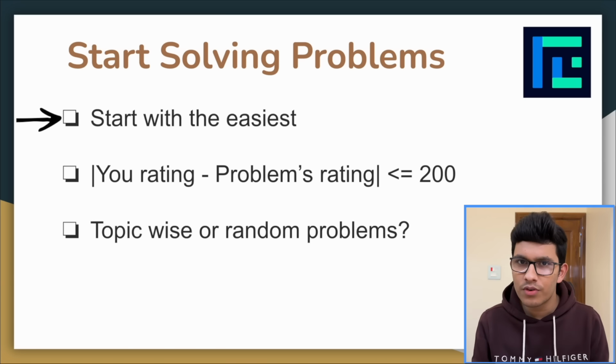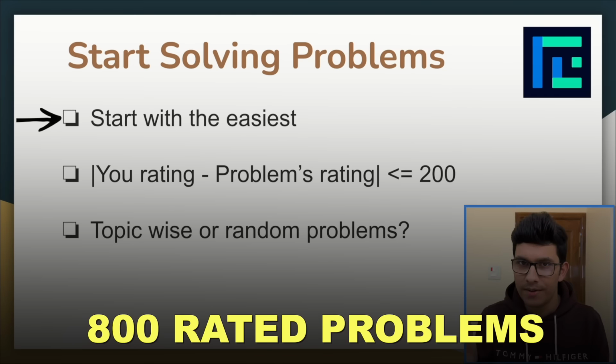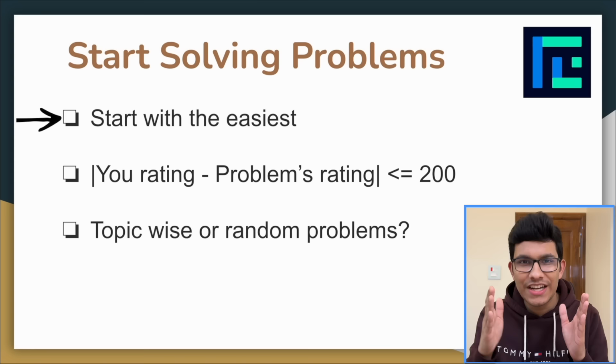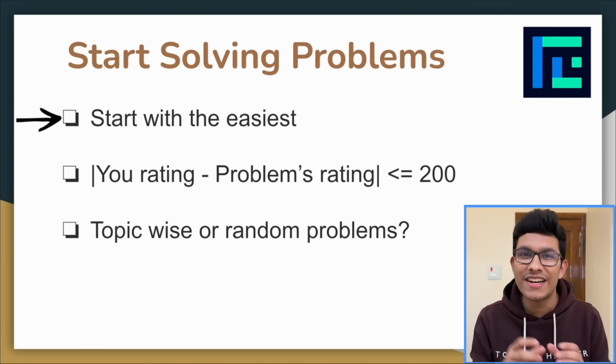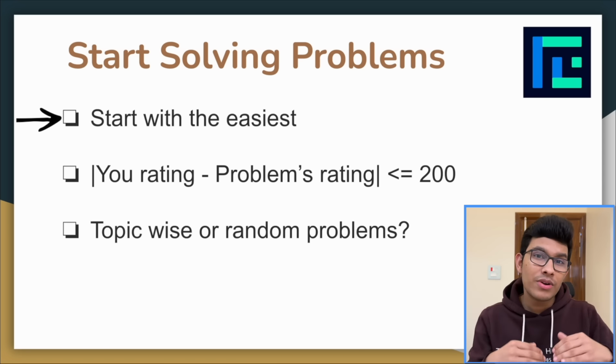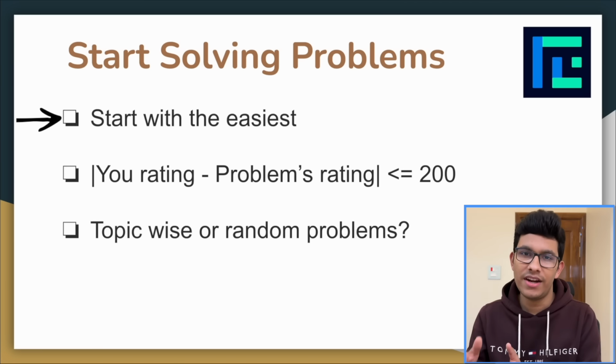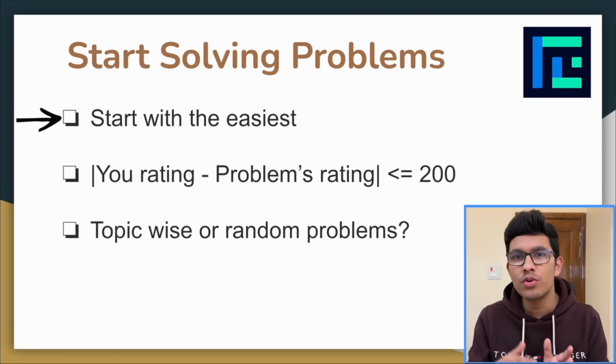Now, if you talk about Codeforces, the easiest problems are rated 800. As you increase the rating of the problem, the difficulty of the problem also increases, right? So you should start by choosing 800 level problems on Codeforces. Once you get comfortable in 800 rating, move to 900. Once you become comfortable in 900, move to 1000, right?